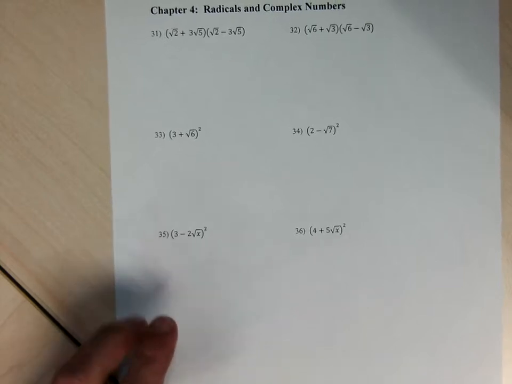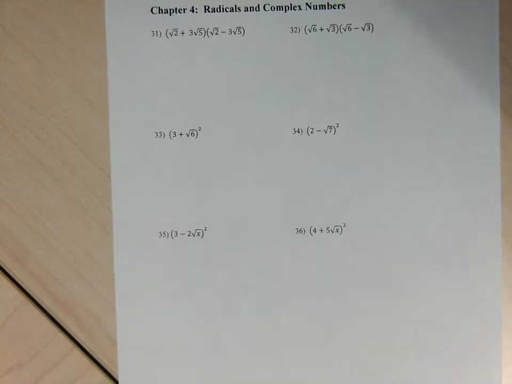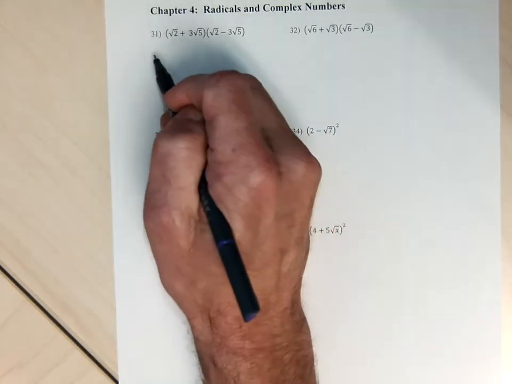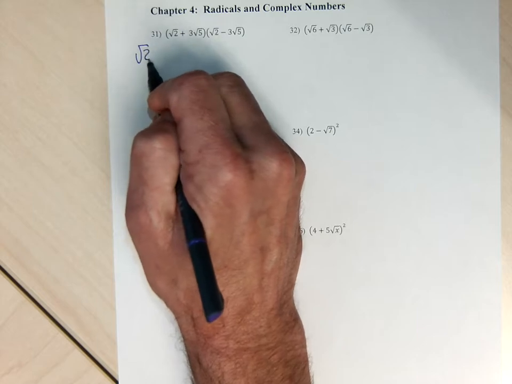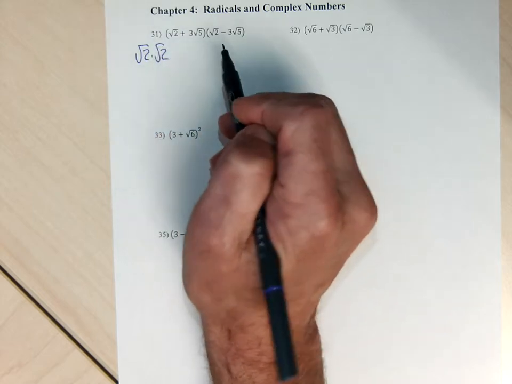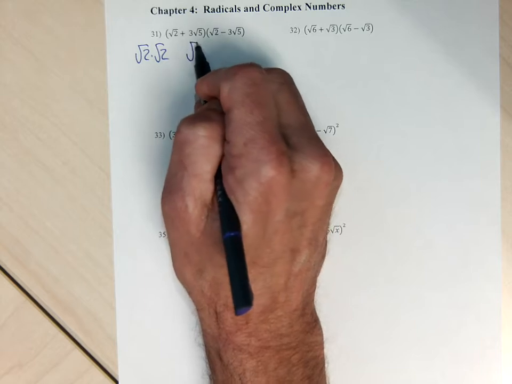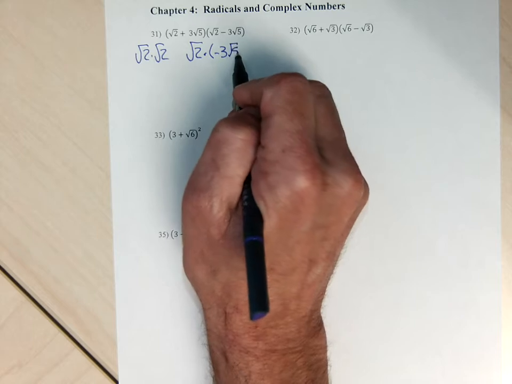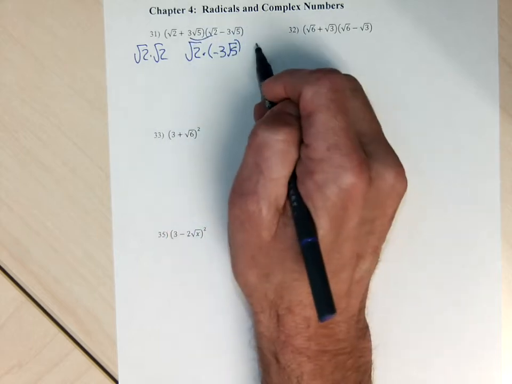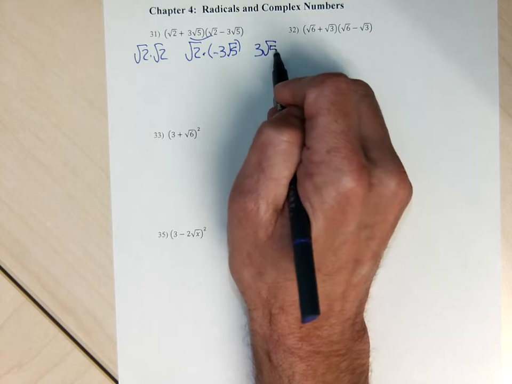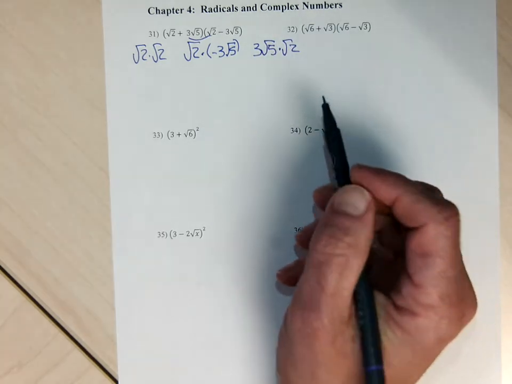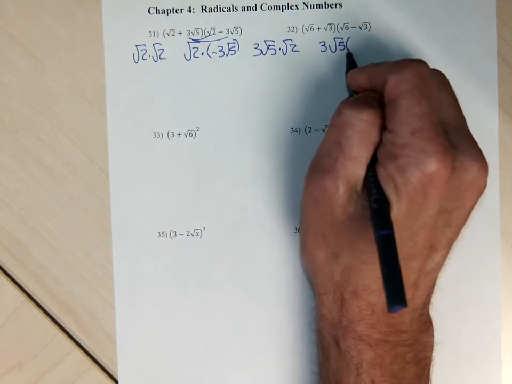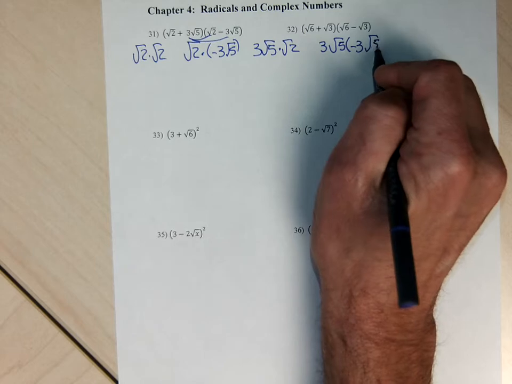31 looks way harder than 32, so I'll do 31. Why don't you pause the video and give it a try. It's also a conjugate pair. So in 31, I should do square root of 2 times square root of 2. If I'm clever, I don't do this next multiplication. The multiplication of square root of 2 times minus 3 square root of 5, along with this multiplication, 3 square root of 5 times square root of 2. Those are going to wind up canceling. The last multiplication, 3 square root of 5 times minus 3 square root of 5, I need to do.